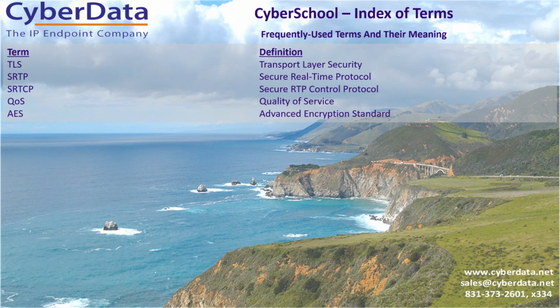SRTCP basically just sets up the ports and everything that are used for RTP. Not super important for today's discussion, but it's definitely very useful, and that's just secure RTP, secure real-time protocol, control protocol. Then we've got QoS, which is just quality of service, which is just the delivery speed and how good the audio sounds. Very common to run into, and thankfully TLS and SRTP don't impact QoS. And then finally, we've got AES, which is the Advanced Encryption Standard, and it's the main cipher suite that will be used with both TLS and SRTP.